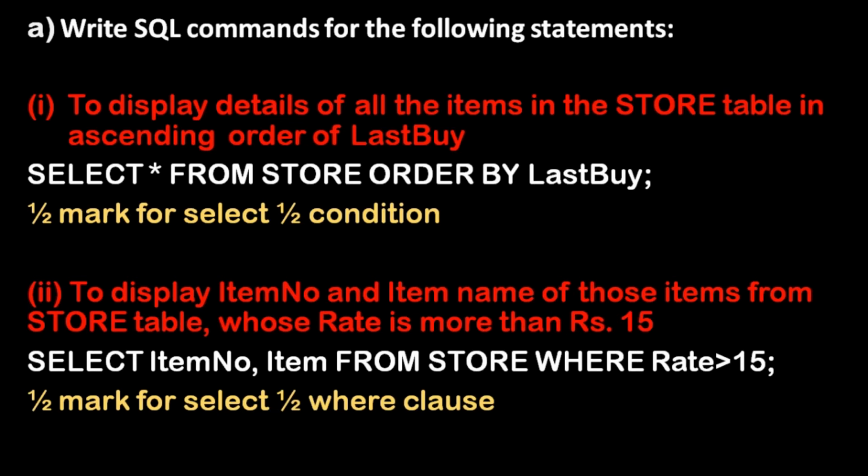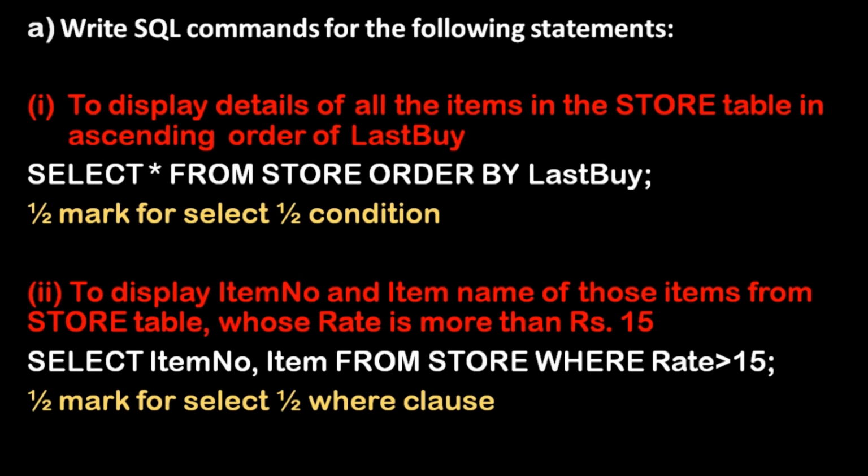When you write that, you refer to the table, whether it is given in small case letter or capital letter, and to the column. Here you have N in caps. So select item number comma item from store where rate greater than 15. Half mark is given for the select statement and half mark is for the where clause. So if you have written correctly up to the table name store, then you will get half a mark.